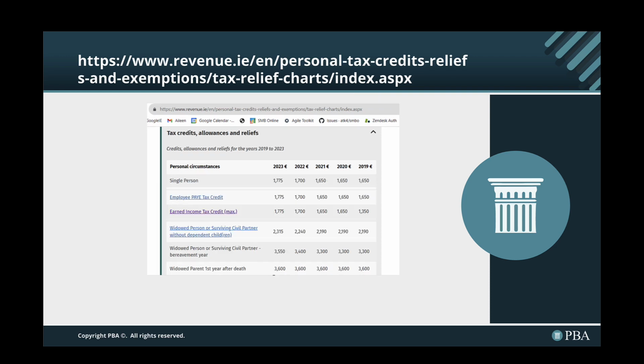And then we look at tax credits, allowances, and reliefs. And again, these are based on your personal circumstances. So it's something that you do want to take advice on, to make sure that you are claiming all of the allowances and reliefs that you are entitled to.